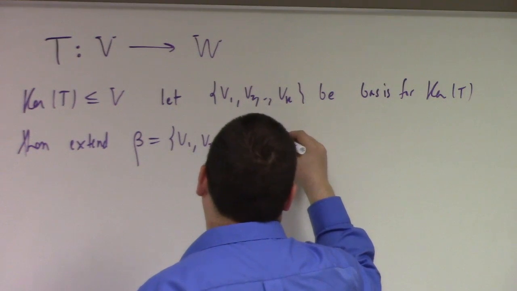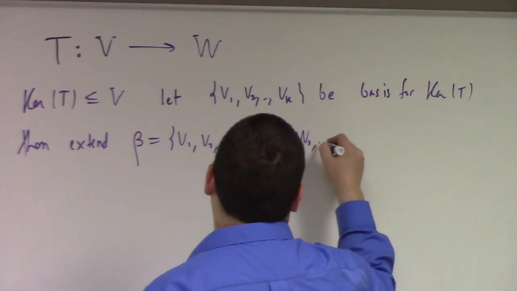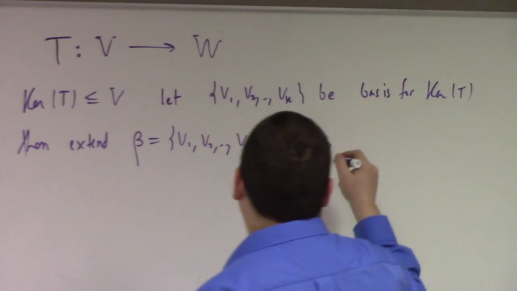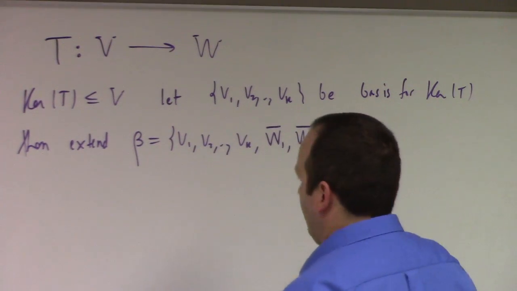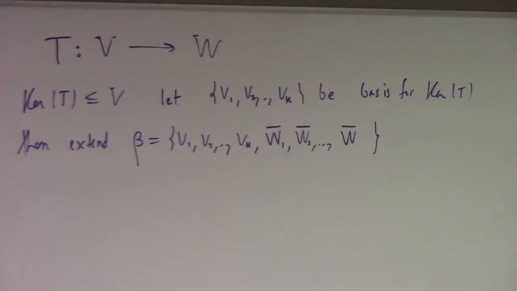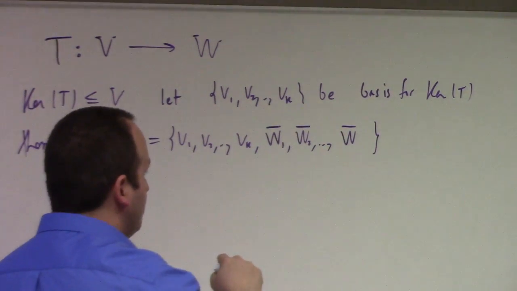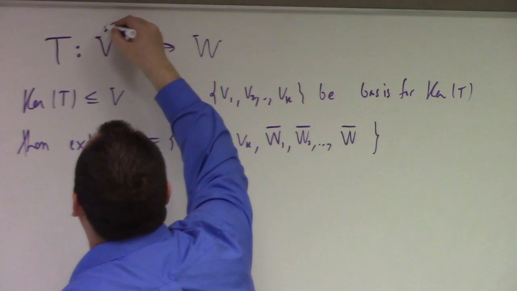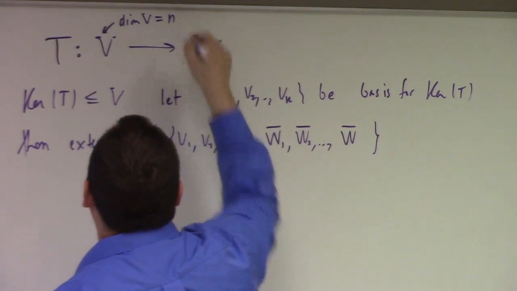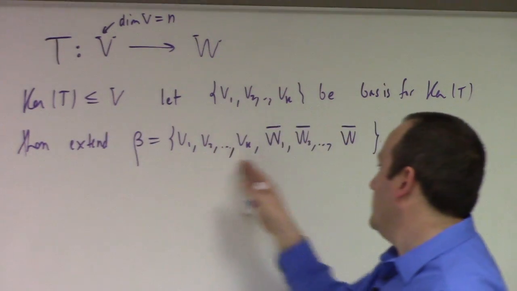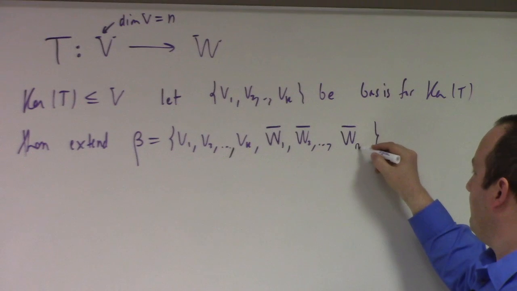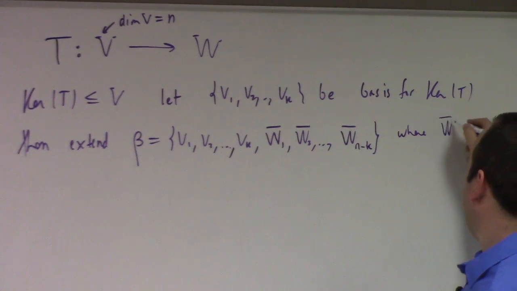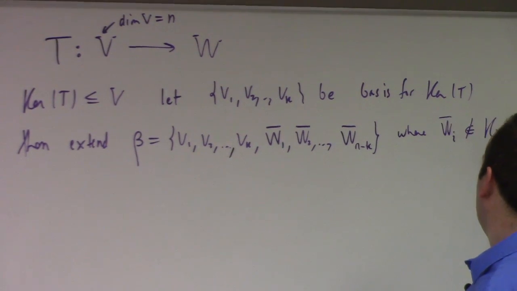I mean, notations vary. Let's say W1, W2, let me call them W bars. How many are there? I already got K of them here, though. I guess you're like, well, you never said what the dimension of V was. Fair enough. Dimension V equals N, right? So how many of them are there? N minus K, right? Where W bar I is not an element of the kernel of T.